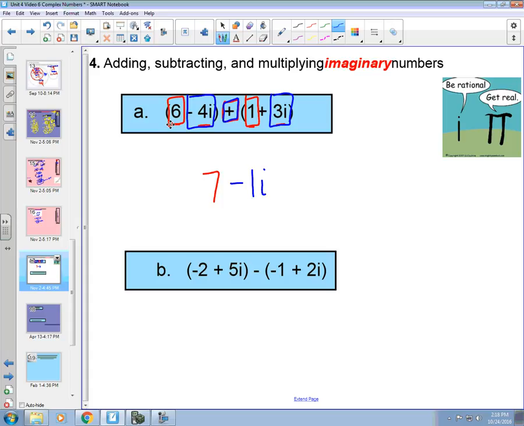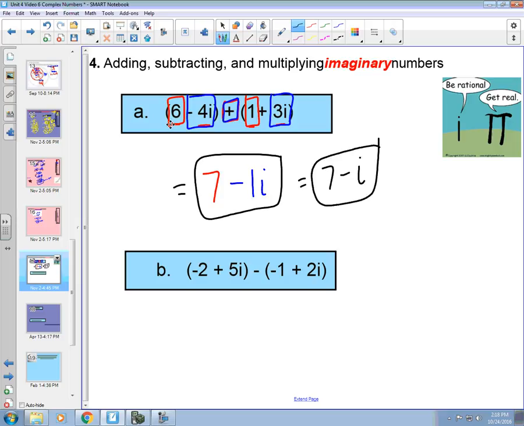We can't combine these and get like 6 or 6i because they're not like terms. So our answer is the complex number 7 minus 1i. You don't need to write the 1 there. You could just write it as 7 minus i. Either one would be fine. All right, let's try another one.